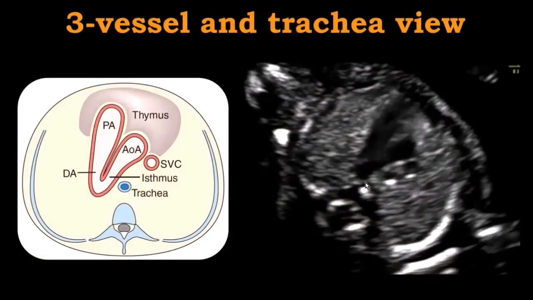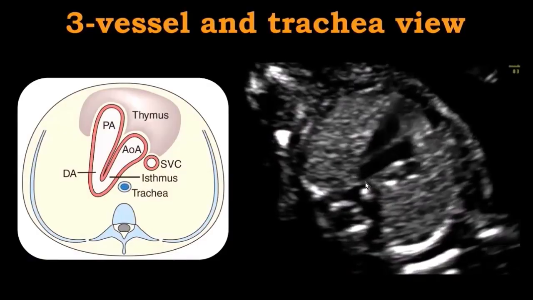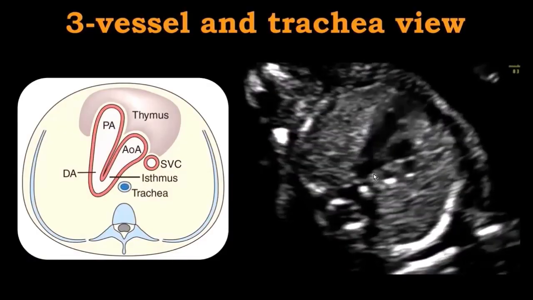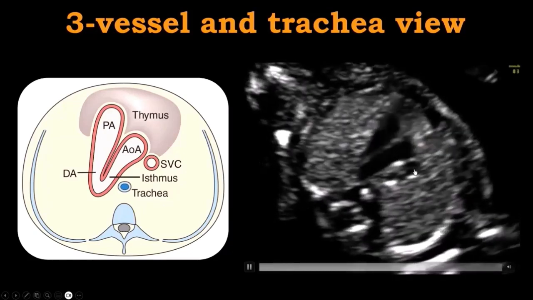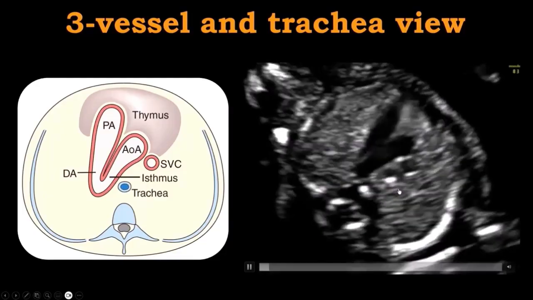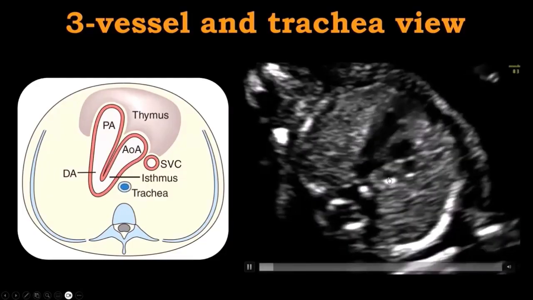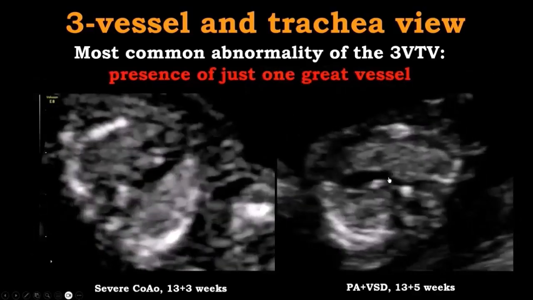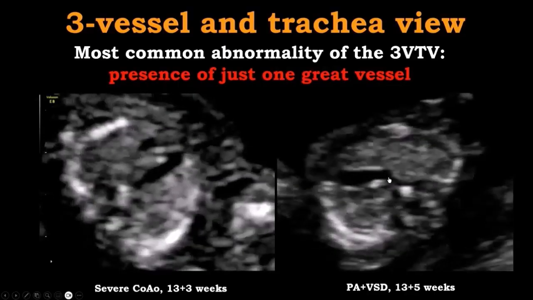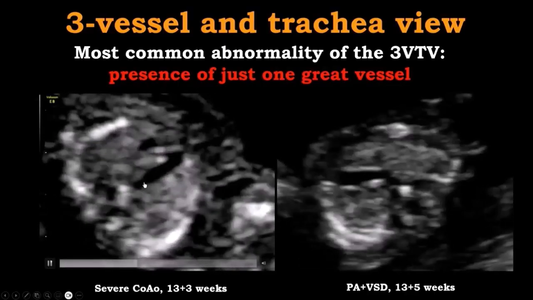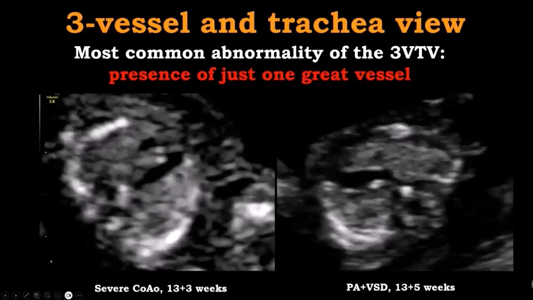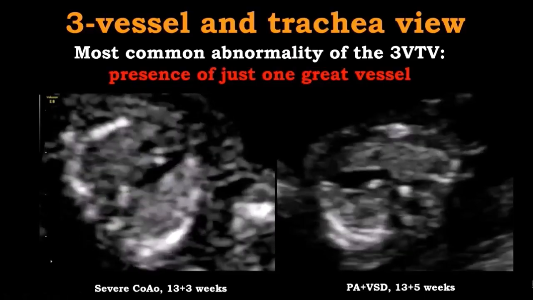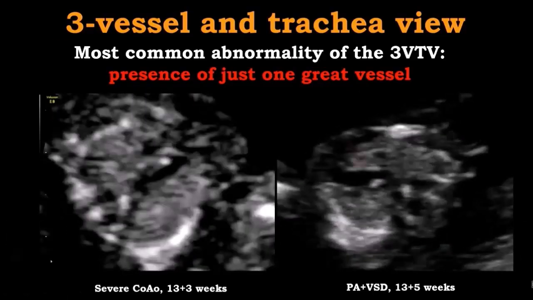Another very important view is the three-vessel trachea view, which demonstrates the spatial relationship between the major vascular structures, such as the pulmonary artery, the aorta, and the superior vena cava, and their relationship to the trachea. Here we can see that in the first trimester, most of the time in abnormal cases, we can see just one big vessel and the superior vena cava, or even two superior vena cavas. This is a very specific change at that plane for many malformations.